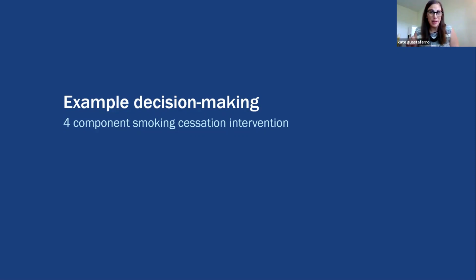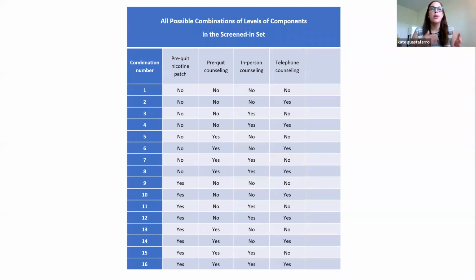Okay, so that's the how-to, and I've started to get into the analyzing of data. Now we're going to walk through really quickly an example of decision-making. So we've done the optimization trial, we have our data, we've analyzed it, we are applying our optimization criterion and trying to identify that optimized intervention. This is all within the purview of the optimization phase. This example is a 4-component smoking cessation intervention, comprised of a pre-quit nicotine patch, pre-quit counseling, in-person counseling, and telephone counseling. Here you see all 16 experimental conditions and the different levels of each one of those factors.